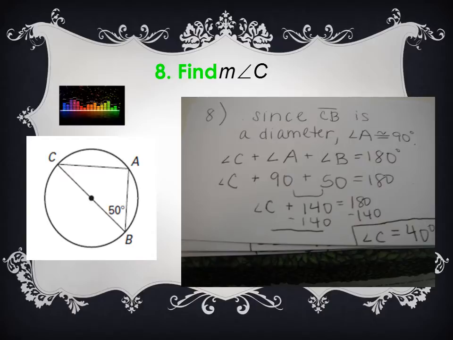Angle C plus angle A plus angle B equals 180 degrees. So we fill in the two angle measures that we know so that we can solve for the third. Angle C plus 90 degrees plus 50 degrees equals 180. Then we add the like terms and we get angle C plus 140 degrees equals 180. We subtract 140 from both sides because we are solving for angle C. So we get 40 degrees.